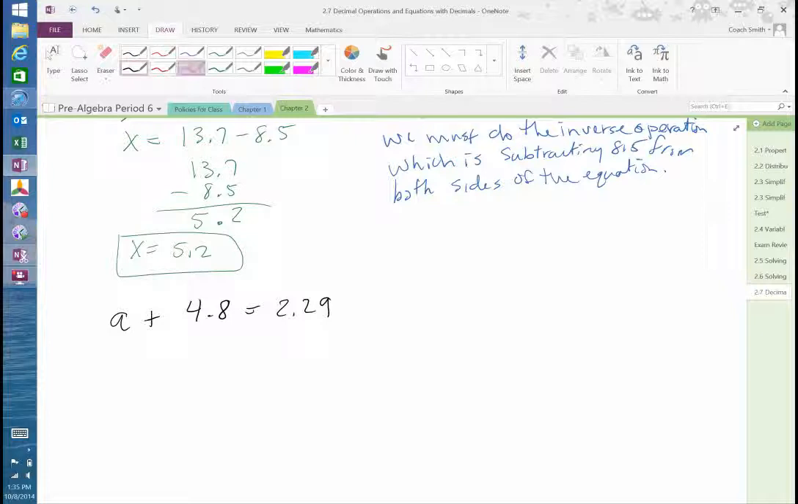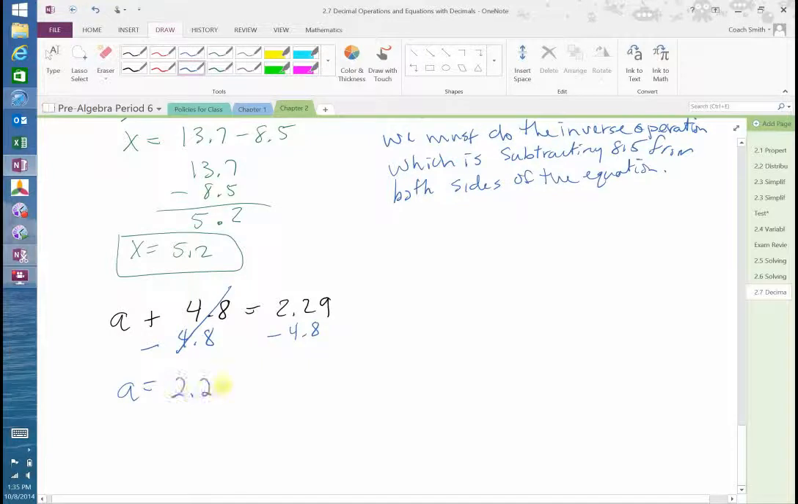We solve it by doing the inverse, which is subtract 4.8 from both sides. Cancels over here, leaving me with A. A is equal to 2.29 minus 4.8.